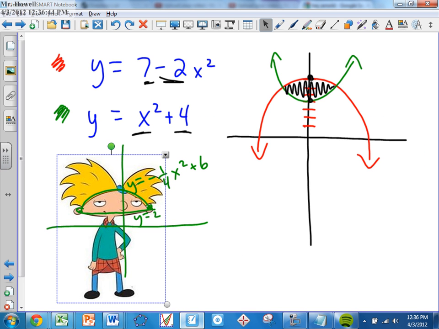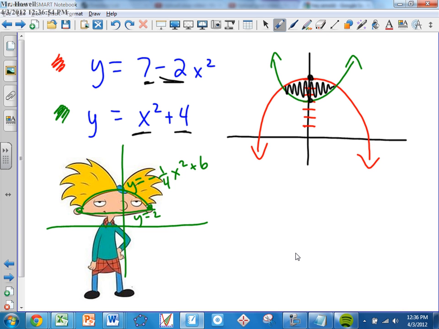Anyways, sorry. Let's take a look at this one now. So, if I want to find the intersection, what do I do? Without a calculator? Without a calculator now. Good. Set them equal, please. So we got 7 minus 2x squared equals x squared plus 4.